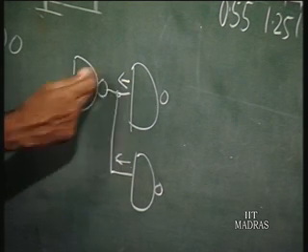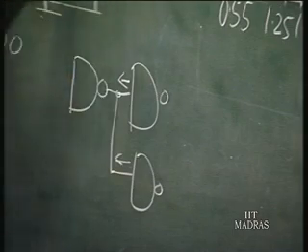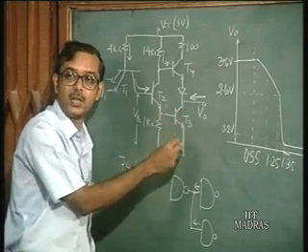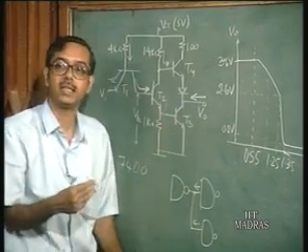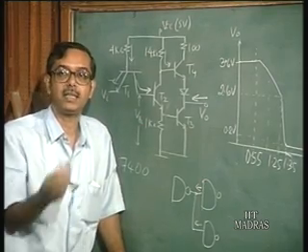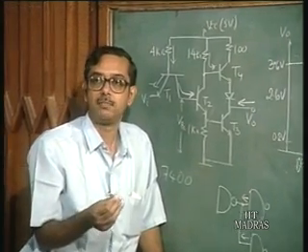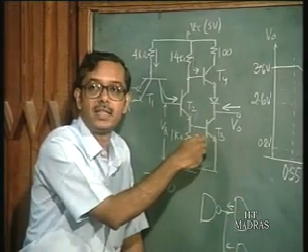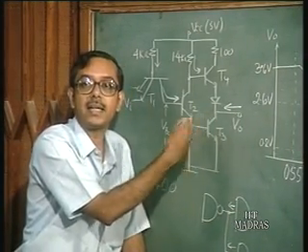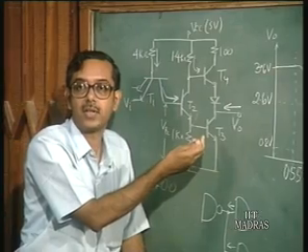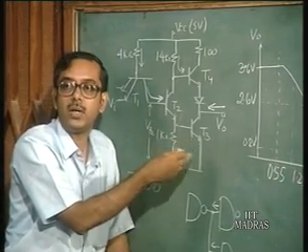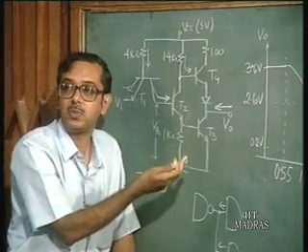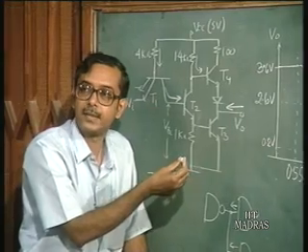Now, if you have too much current flowing in, this transistor is in saturation, and the condition for saturation is that the collector current should be less than beta times IB, is it not? Now, if you have too much collector current flowing in, this transistor can come out of saturation. And if it does that, then the output voltage is going to rise.